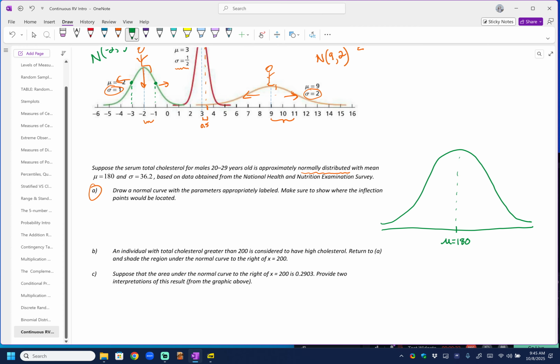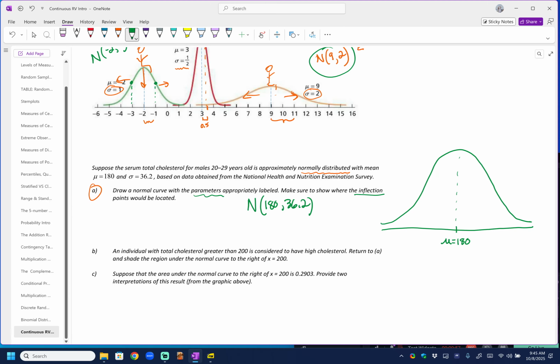We also know that the standard deviation is 36.2. So also, if you want, you can write this is normal 180 comma 36.2, just like we did up here with these guys. You don't always have to do this, but it does say parameters appropriately labeled. So a good way to do that, especially if they want you to mark the inflection points.